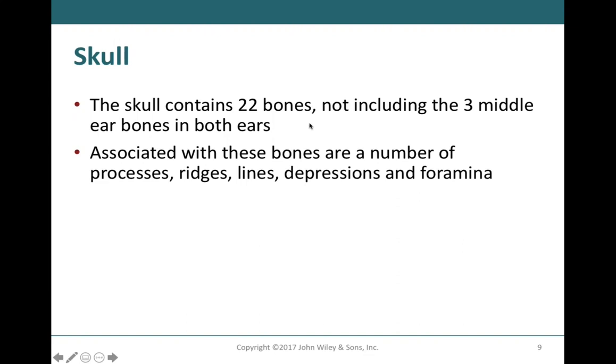So the skull has 22 bones within it, some found on the cranium, some found in the face. Now, this does not include the 3 ear ossicles that can be found in both ears. So if we were to include all 6 ear ossicles that we have, we would actually have a total of 28 bones that can be found in the skull. And as you will learn in your lab, there are many different projections and depressions that can be found within the bones of our skulls.